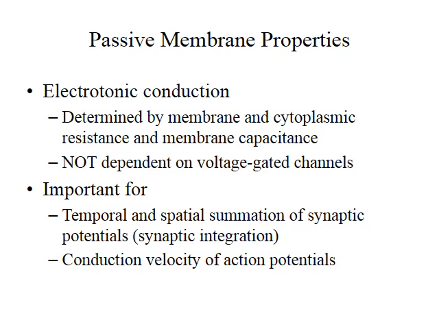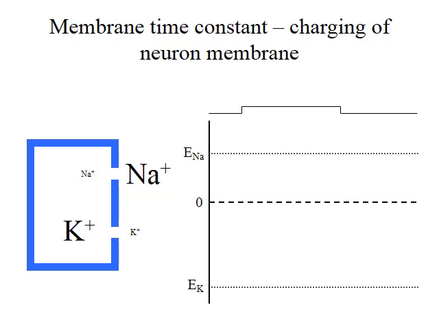And as we'll see, passive conduction, electrotonic conduction, also plays an important role in the propagation of action potentials through axons. It plays an important role in determining the conduction velocity of propagated action potentials. One of the key concepts in understanding the passive membrane properties of neurons is the membrane time constant.